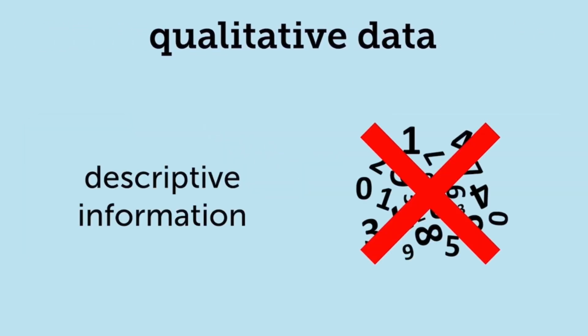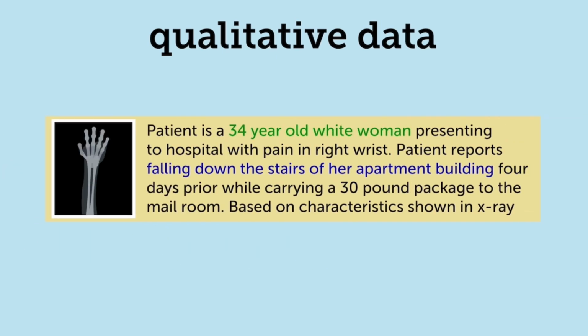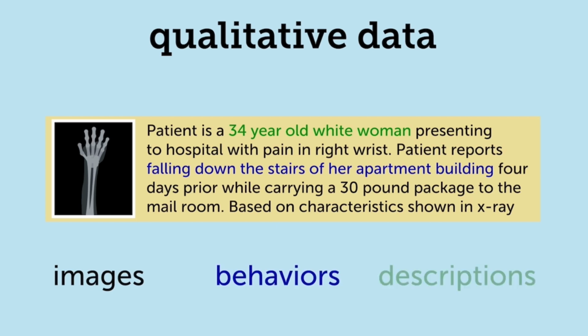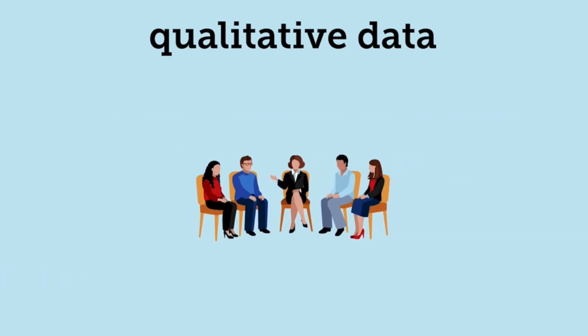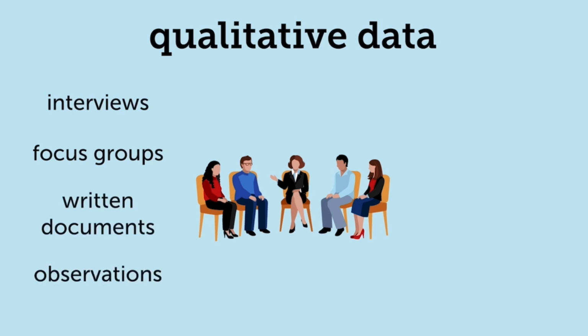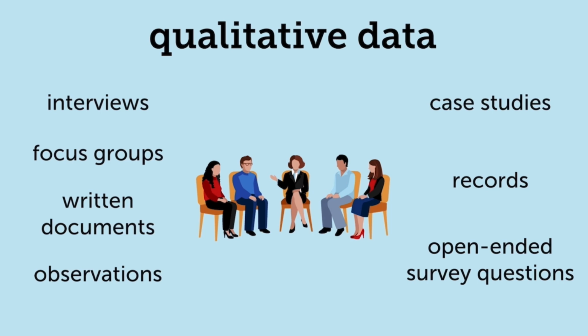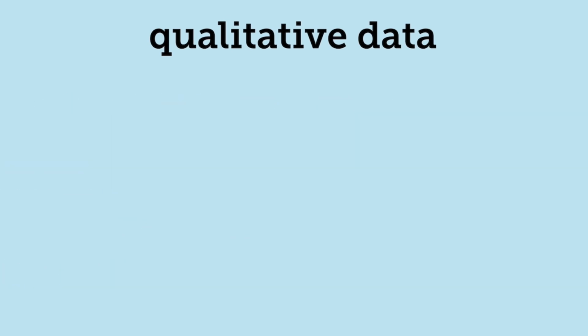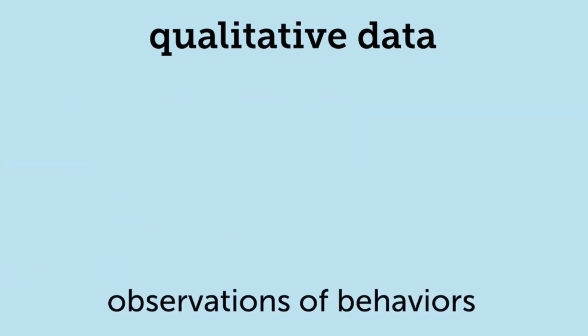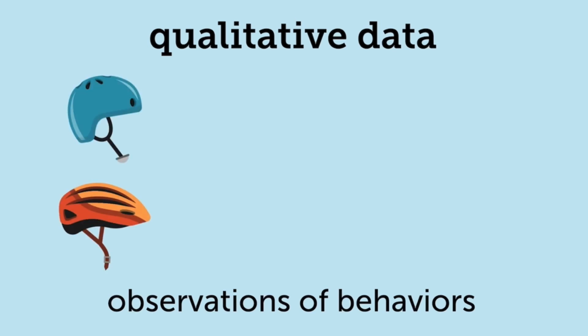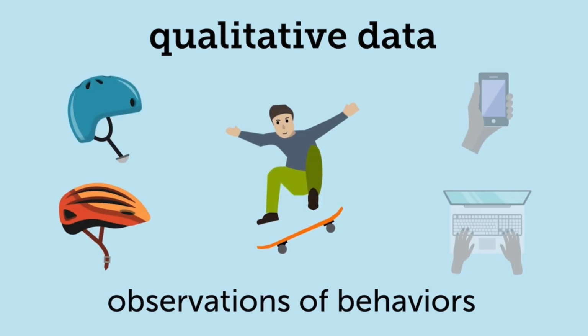Qualitative data, on the other hand, consist of descriptive information that cannot be expressed as a number. Qualitative data is often text-based and may include images, behaviors, or descriptions. You can get qualitative data from interviews, focus groups, written documents, observations, case studies, records, or open-ended survey questions. Examples of qualitative data include observations of behaviors, such as an individual's selection of a helmet type, their reason for not wearing a helmet, or their preferences for receiving health information.